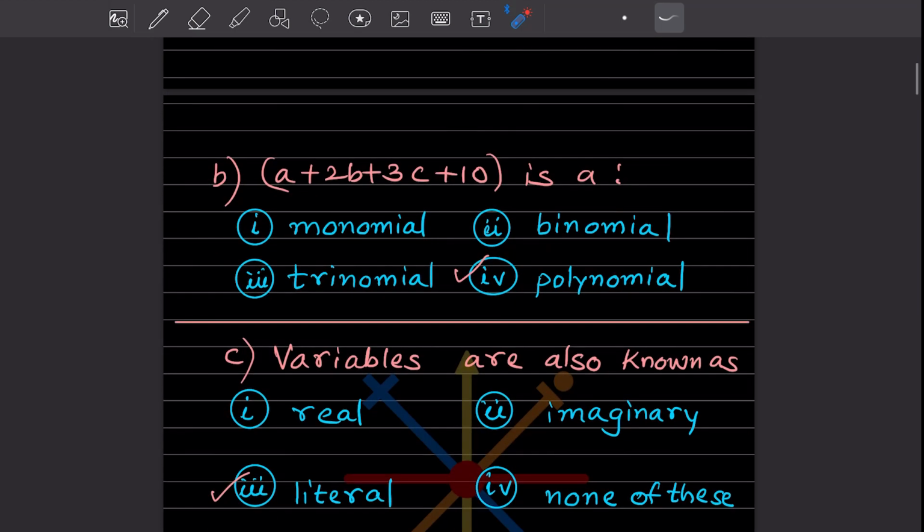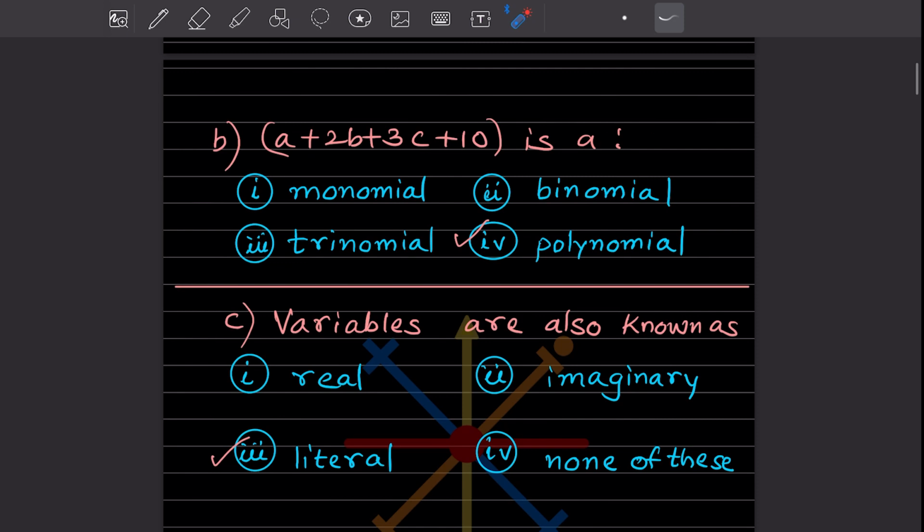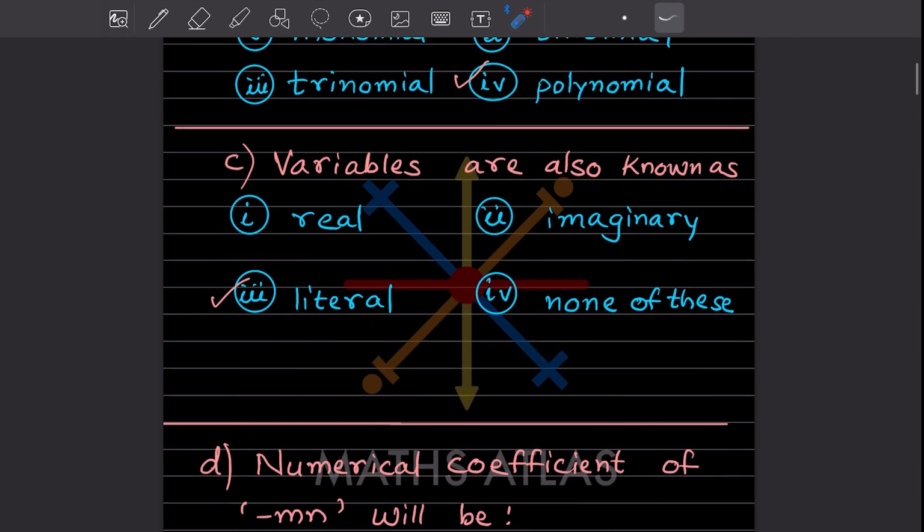Okay, so now let us go for the next one. Now these are the terms given. You know, mono means one, bi means two, tri means three, and poly means many. So how many terms are here? 1, 2, 3, 4. So this is going to be a polynomial. Okay, now let us go for the next one.